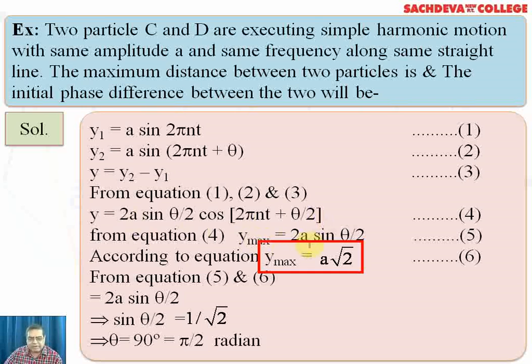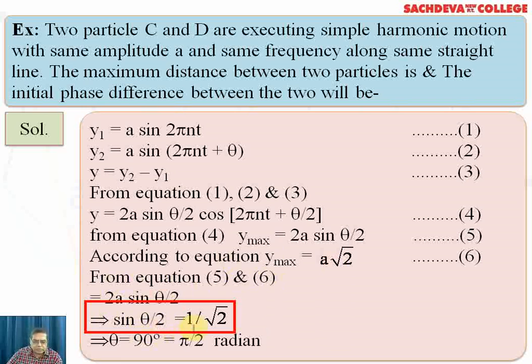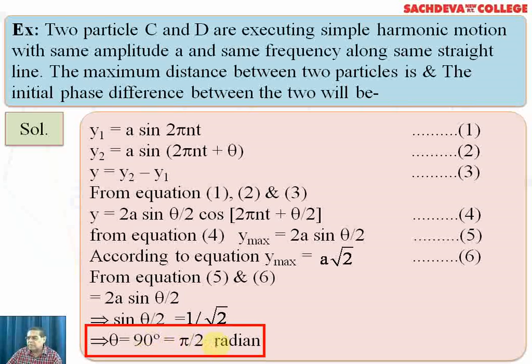According to the equation, y maximum is a root 2. And from equations 5 and 6, 2a sine theta by 2 is a root 2, and that can be written as sine theta by 2 is equal to 1 over root 2. And 1 over root 2, when we say sine of theta by 2 is 1 over root 2, theta by 2 must be 45 degrees, and theta, if we calculate, will become 90 degrees or pi by 2 radians.